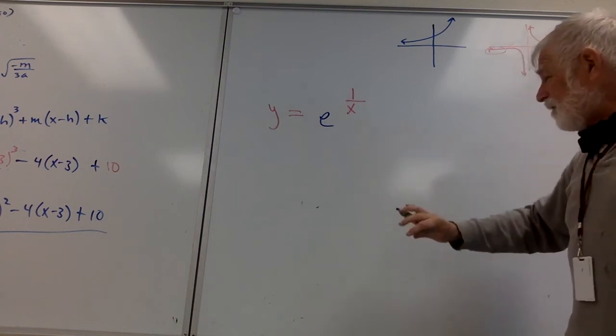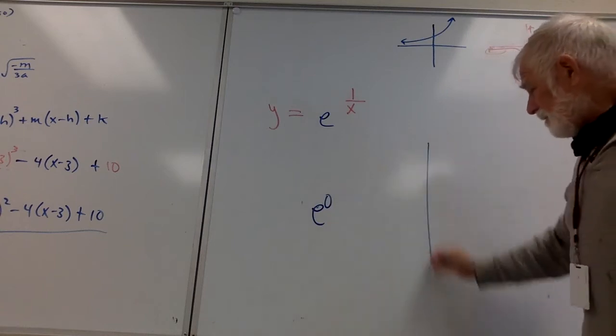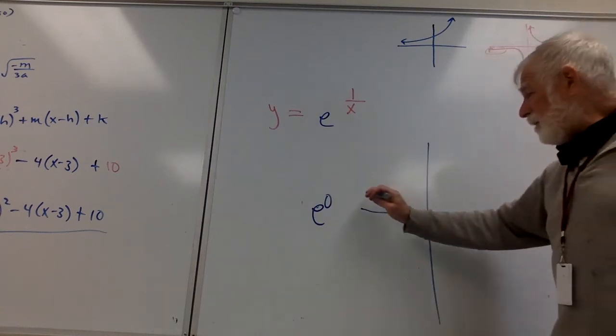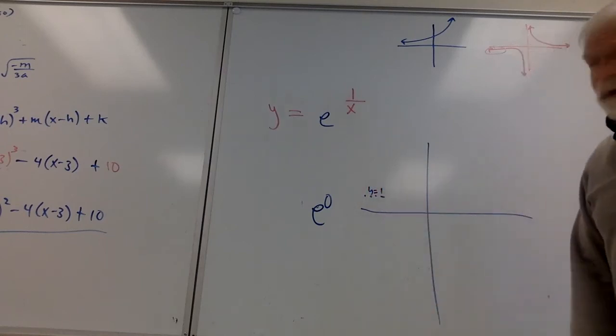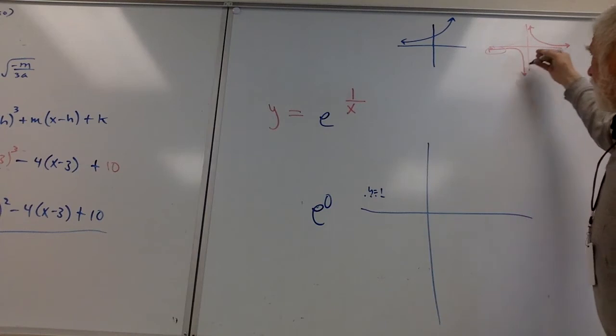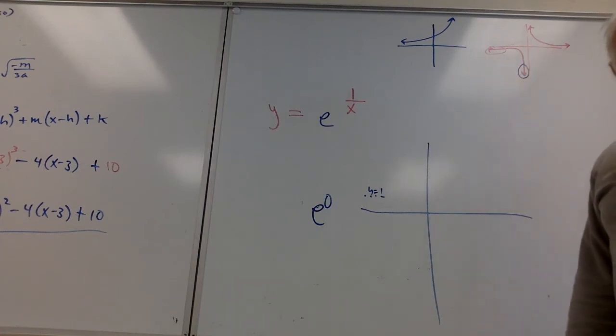So what's this graph going to look like? Well, you got to know. You have to have a feeling for e to the 0. And if you said 1, you'd be right. So it's got asymptotic behavior for quite a while. And then my y values start to do what? Become more and more negative.